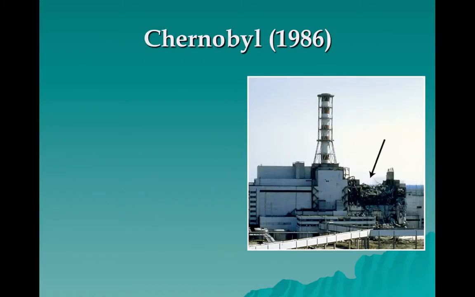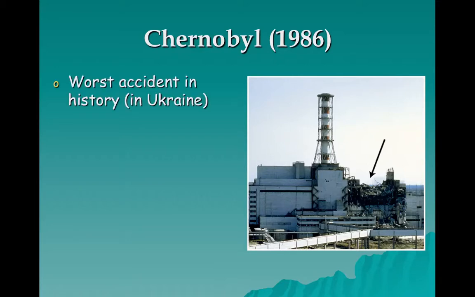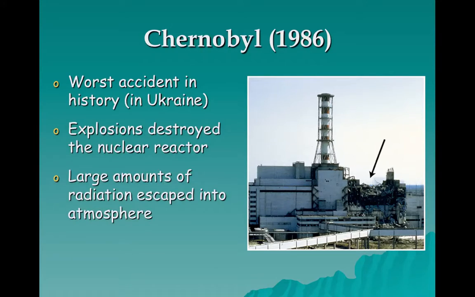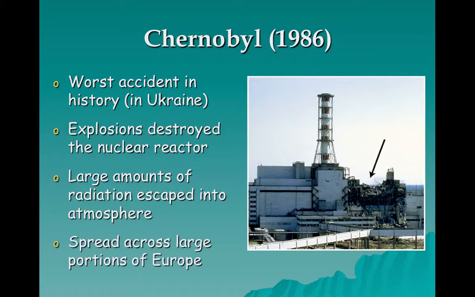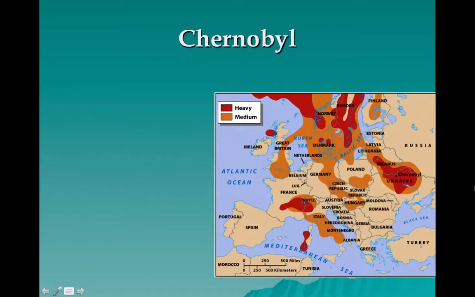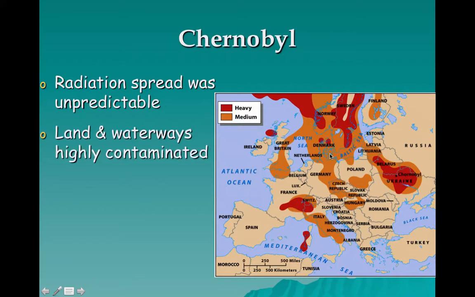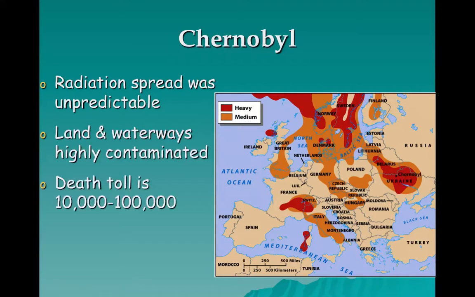And then there's Chernobyl, where the accident was in 1986, the worst accident in history. And here's a picture of the explosion. So the nuclear reactor actually exploded, and it released tons of radiation out into the atmosphere, spread across large portions of Europe, got into the water, got into the atmosphere. So you can see here all over the place. It was spread in an unpredictable fashion depending on which ways the winds were moving and the water currents. There was high contamination.